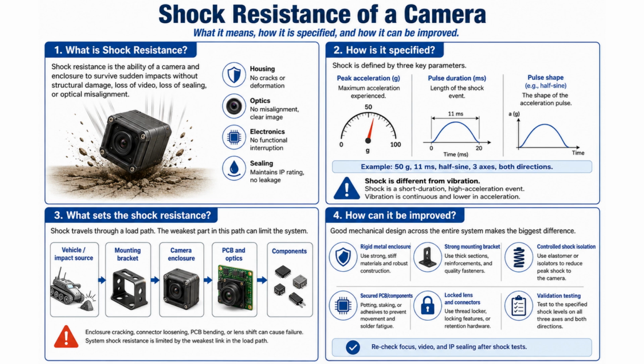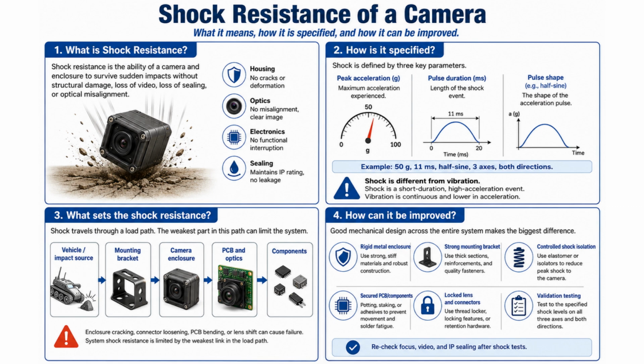Now let's look at another durability factor for a camera: shock resistance. Shock resistance describes a camera's ability to survive sudden impacts without cracking, losing video, damaging electronics, shifting the lens, or breaking its environmental seal. It is normally specified using three parameters: peak acceleration in G, pulse duration in milliseconds, and the shape of the shock pulse, such as a half-sine wave. For example, a requirement may state 50G for 11 milliseconds across all three axes.